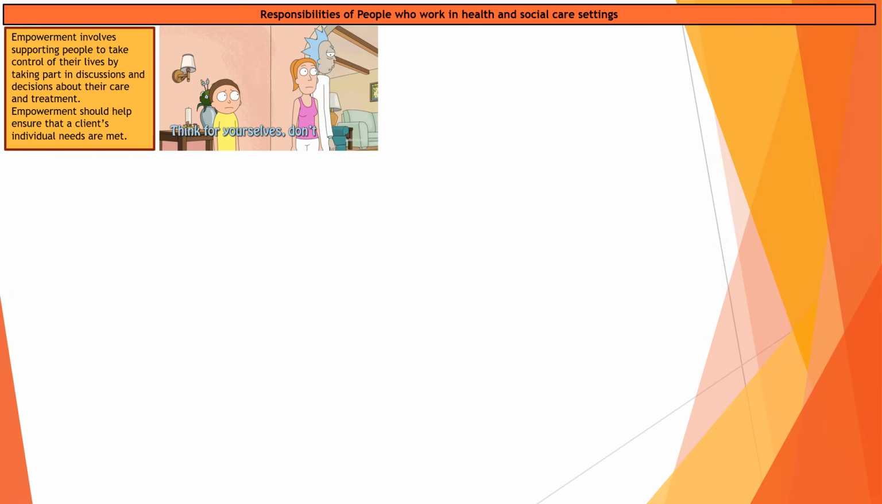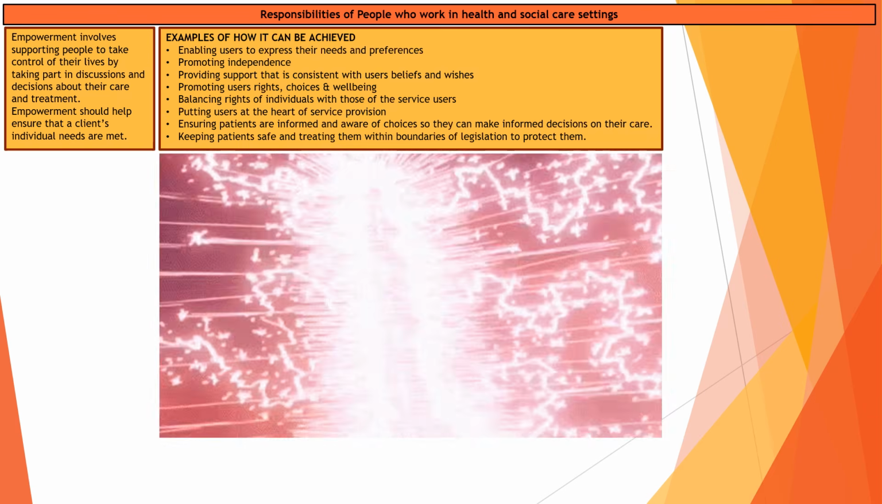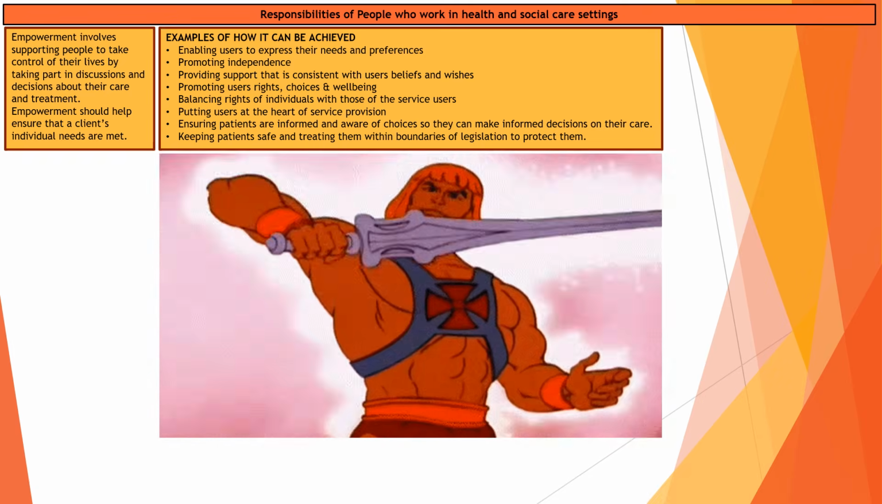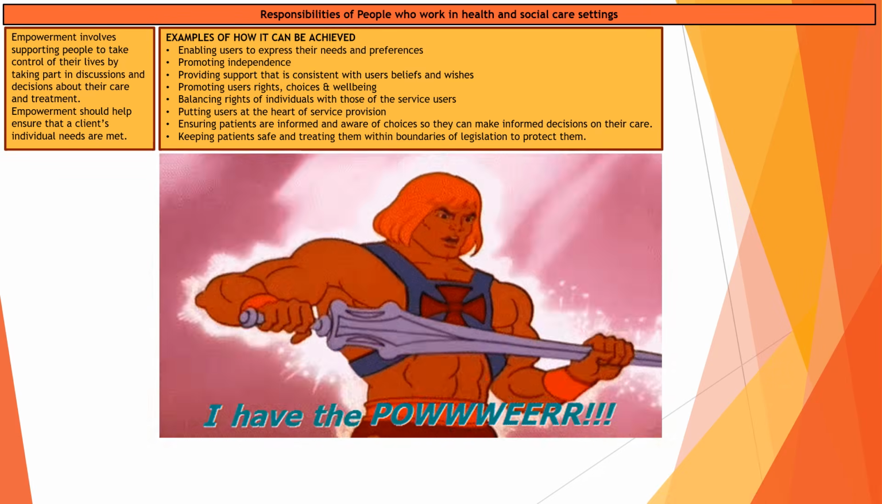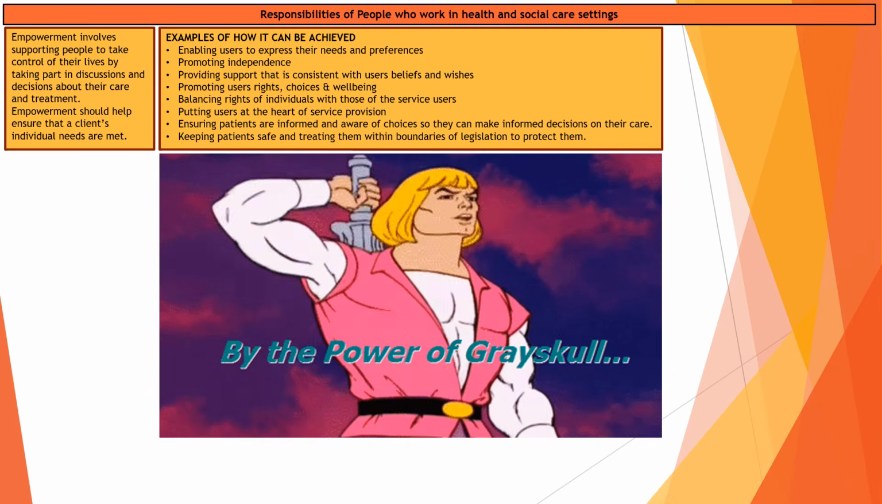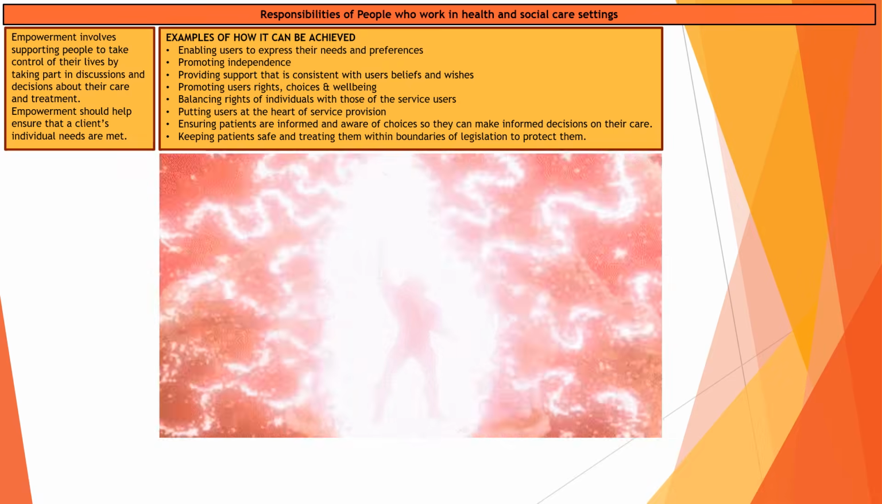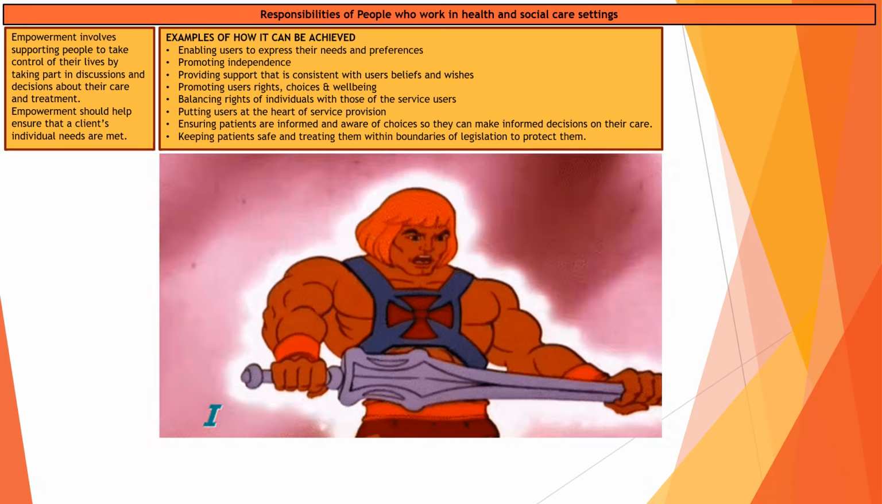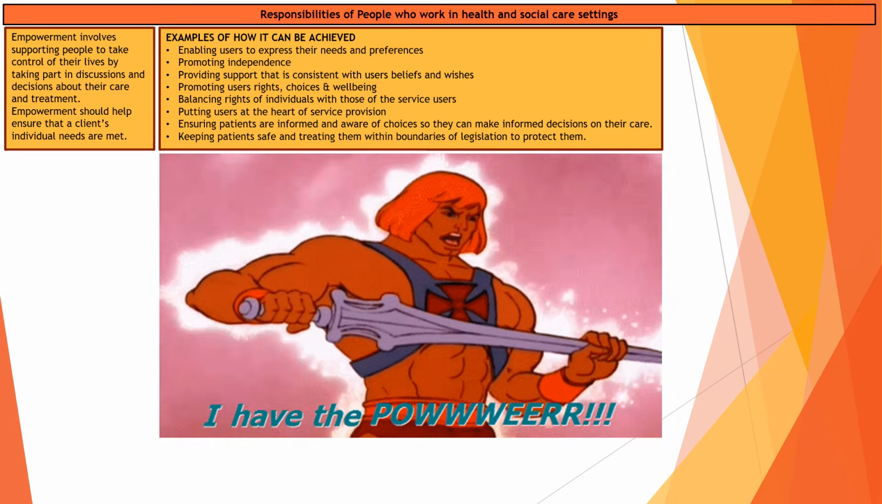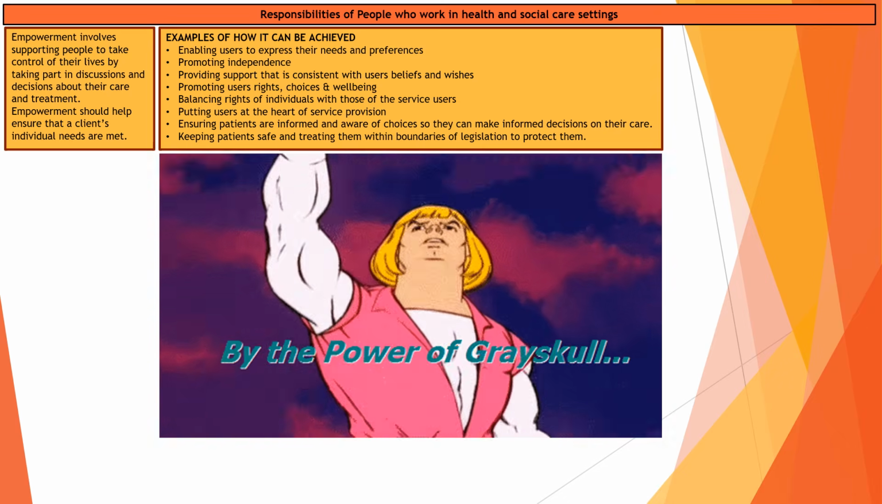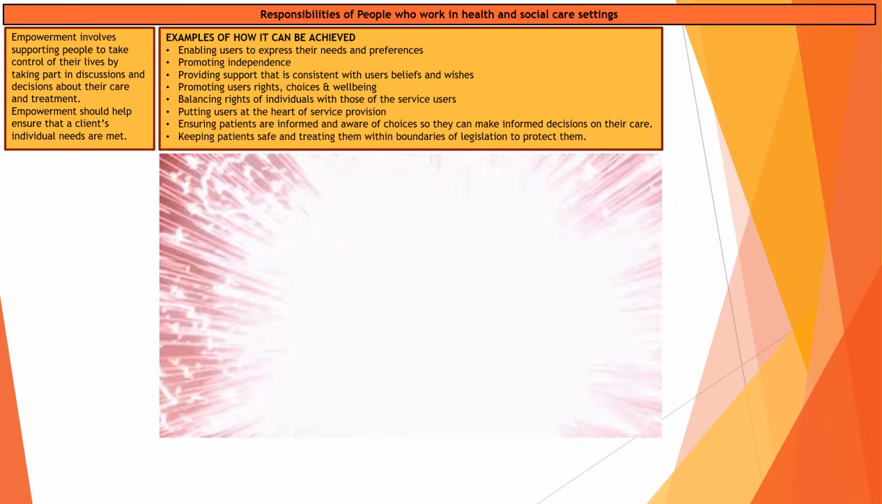Another key thing to look at is empowerment. And empowerment is making sure that you support people and allow them to take control of their lives, but also take control of their treatment and care. So ways that you can incorporate empowerment and empower an individual is letting them express their needs and preferences, promoting their independence, providing support in line with their beliefs and wishes, letting them have choice of services, putting them at the heart of service provision, and keeping them informed.